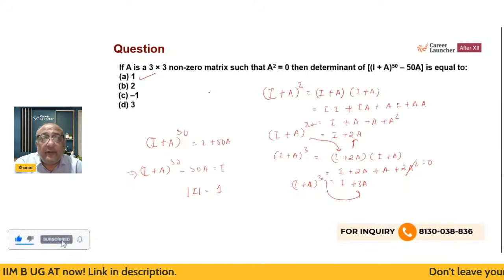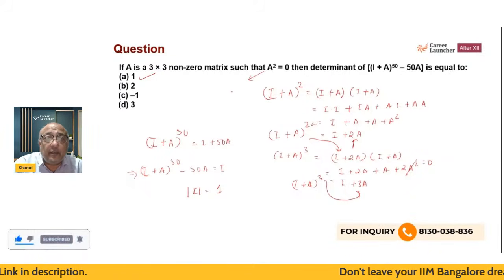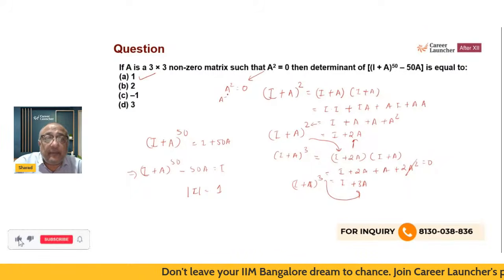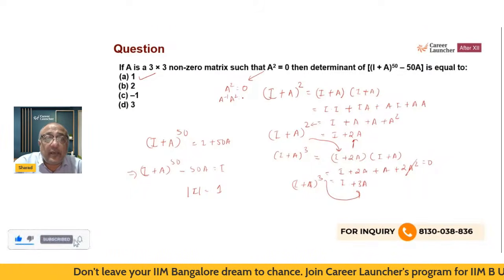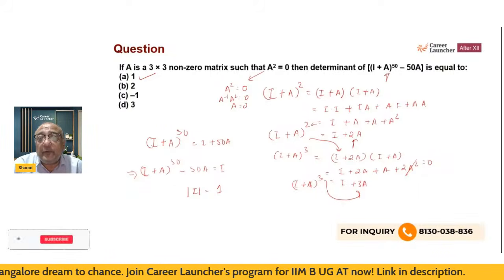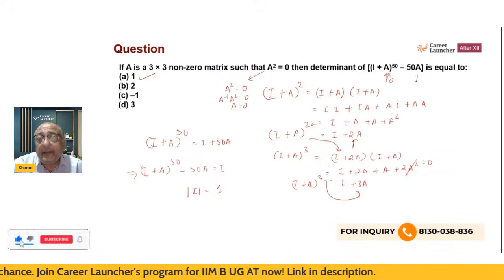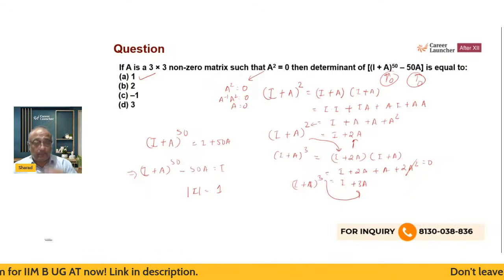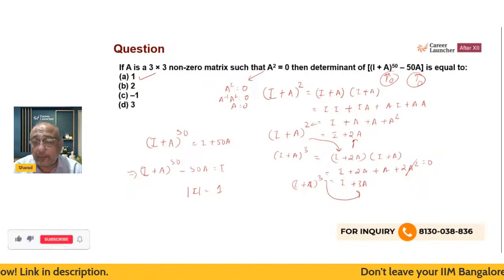I could have done it from here. A square is equal to 0. I will multiply by A inverse: A inverse A square is equal to 0, so A is equal to 0. So I'll put it over here equal to 0 and here equal to 0. So this 0 will go out. Wonderful. We can surely do it like this.